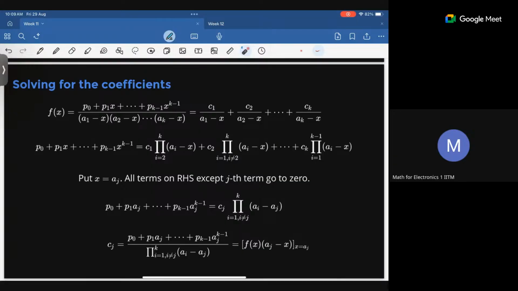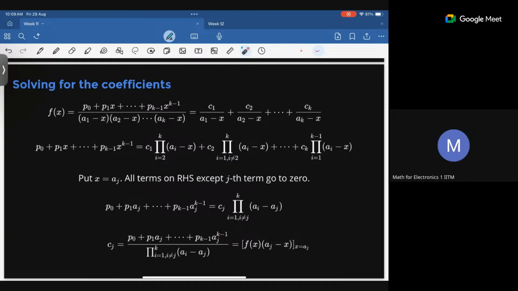So if I substitute x is equals to aj, every other term will have aj within it. So all the terms will go to 0 except the jth term. Then the jth term will have this, and on the left hand side you will have this. For getting cj, simply you have to do this. So you bring that to the left side, you'll get cj.